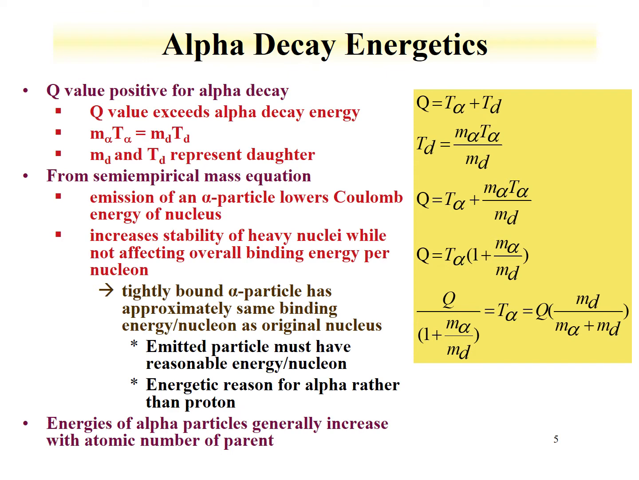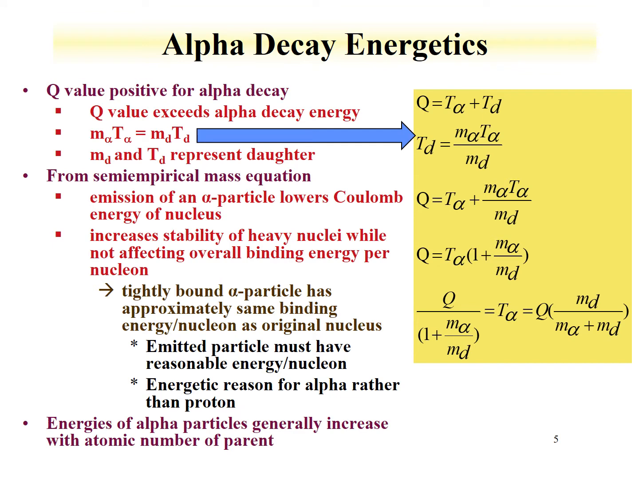The alpha decay energetics allows us to calculate the Q value and the alpha decay energy for a given isotope. We know that the Q value often exceeds the alpha decay energy, and this is due to the fact that the Q value is the total energy of the system, so it's the kinetic energy of both the alpha particle and the daughter. We have a relationship where the momenta are equal and opposite, so we can use this equation where the mass of the alpha times its kinetic energy is equal to the mass of the daughter times its kinetic energy.